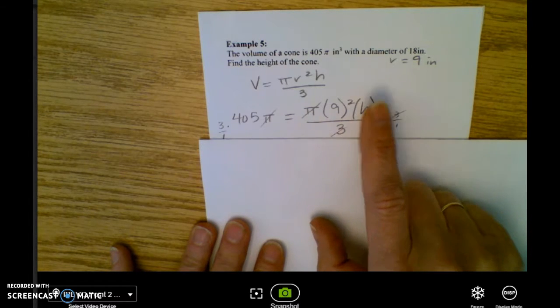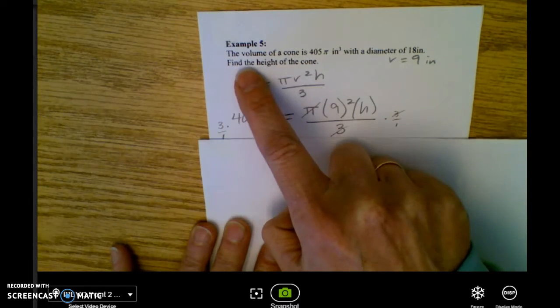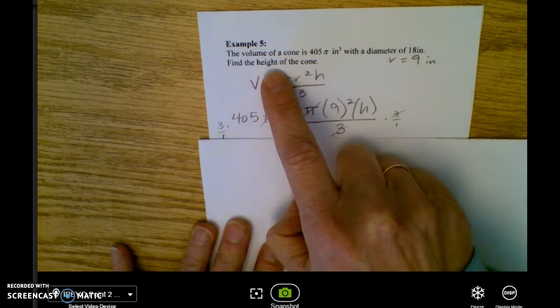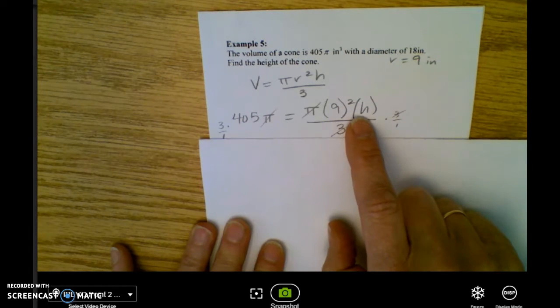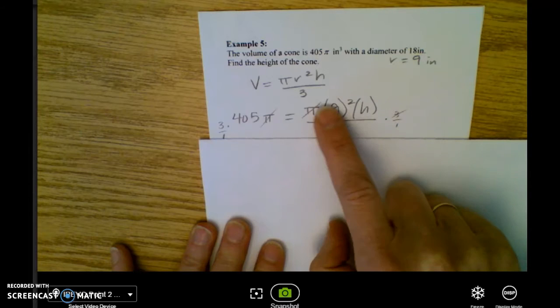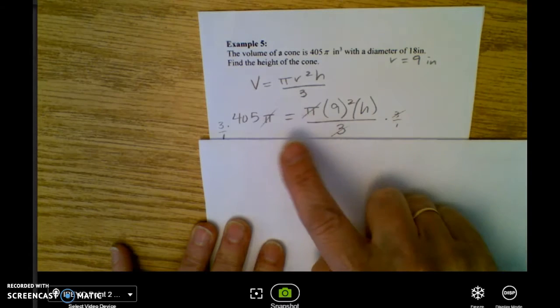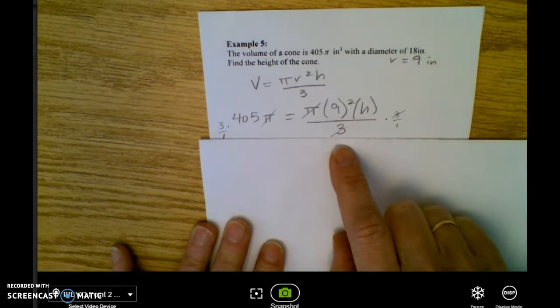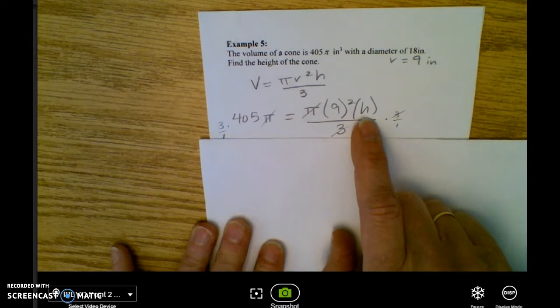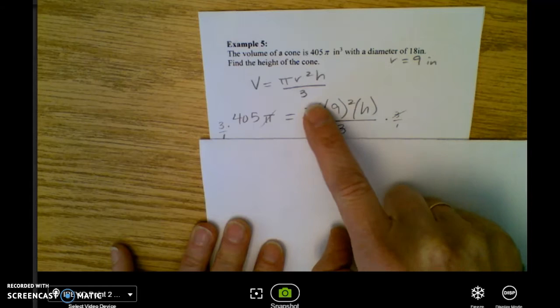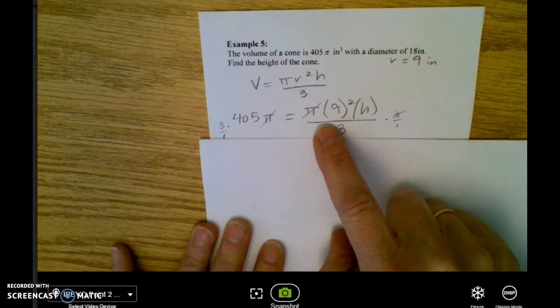But notice how they did not give us a value for the height. That's what they want us to find. So your variable, your unknown item, is going to be here. And the rest of the formula, remember, besides pi r squared, is that you're dividing by 3. Well, as you can see from me already working on this problem, I've started to solve for that unknown variable h. H is attached to all this other stuff by either multiplying or by dividing.